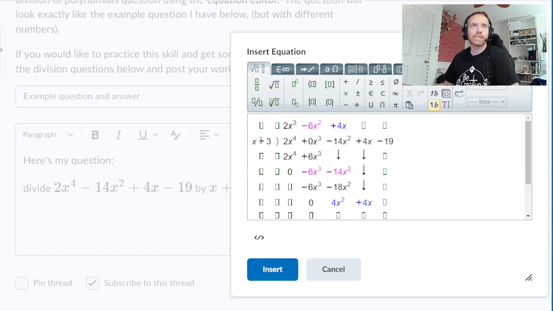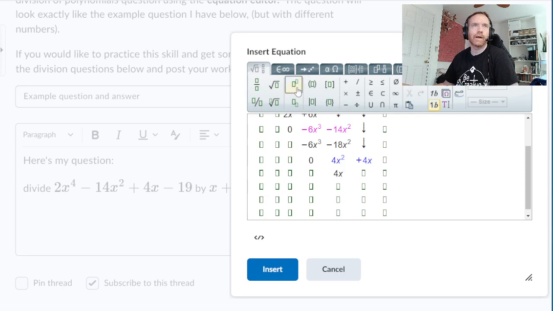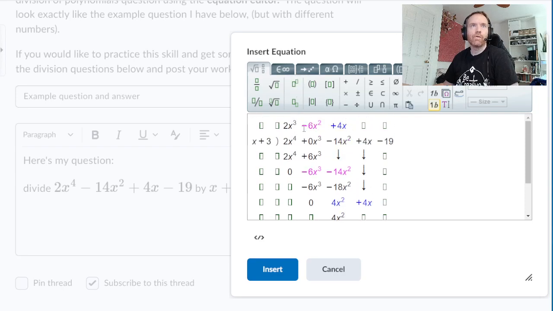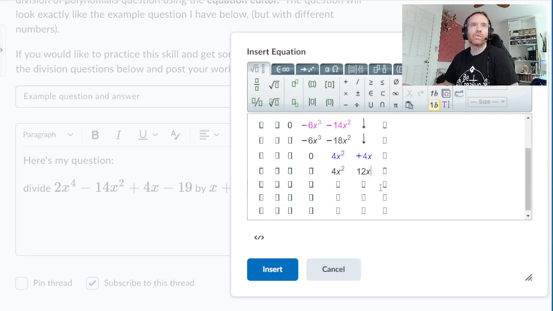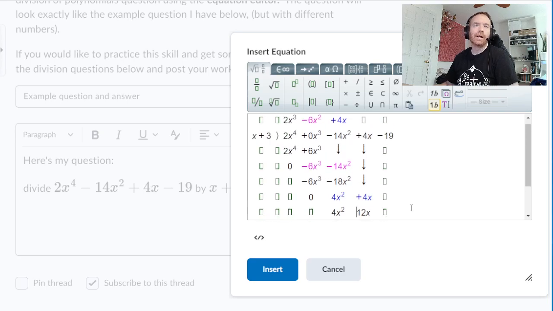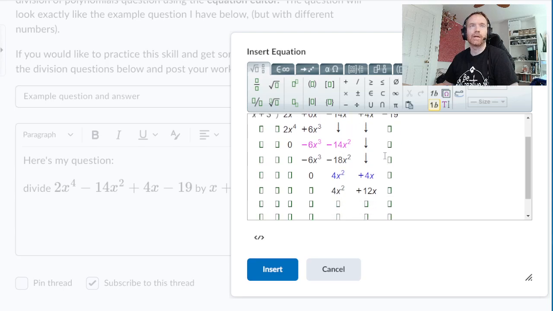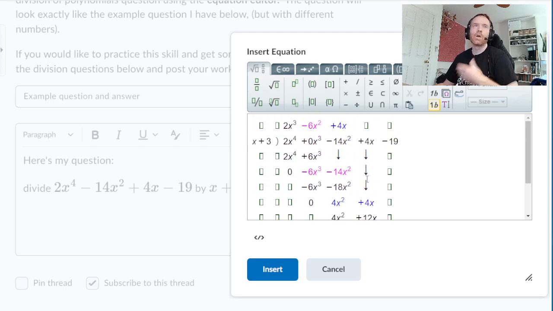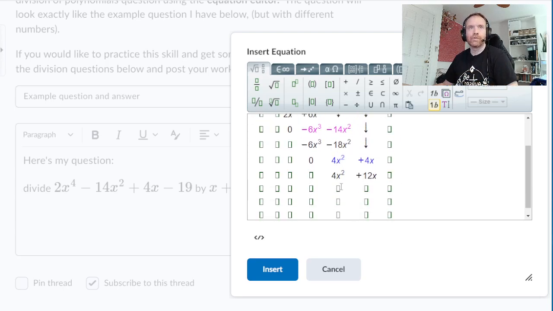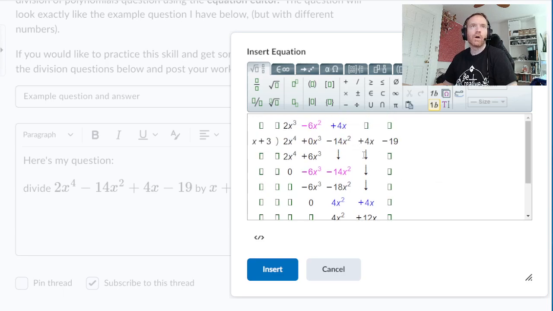So 4x times x is my 4x squared that I was looking for. 4x times 3 is 12x that goes there. Now, I'm going to put positive just to keep that in mind. Okay, one more time. Let's subtract. 4x squared take away 4x squared is 0. 4x take away 12x is negative 8x, right? You subtract.